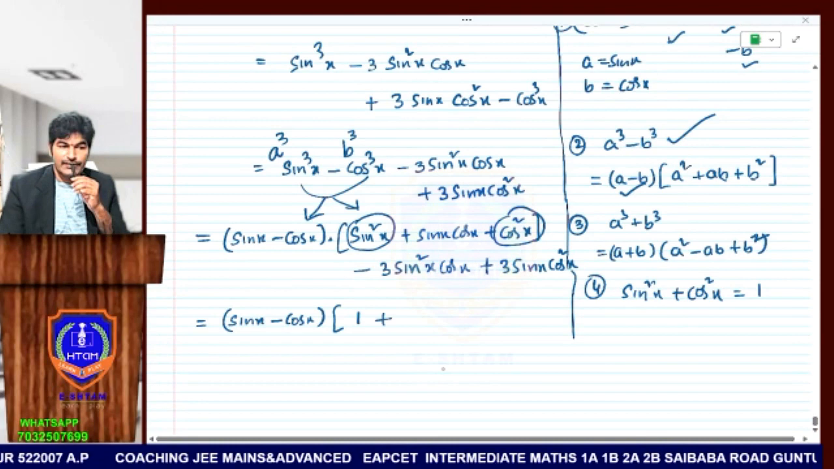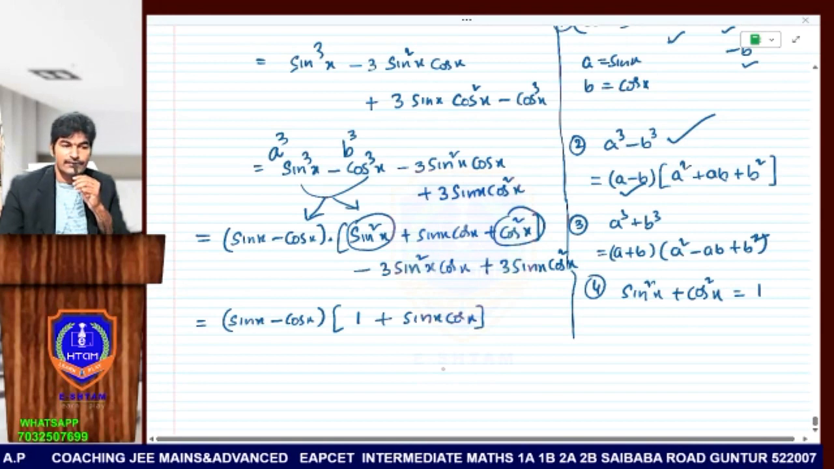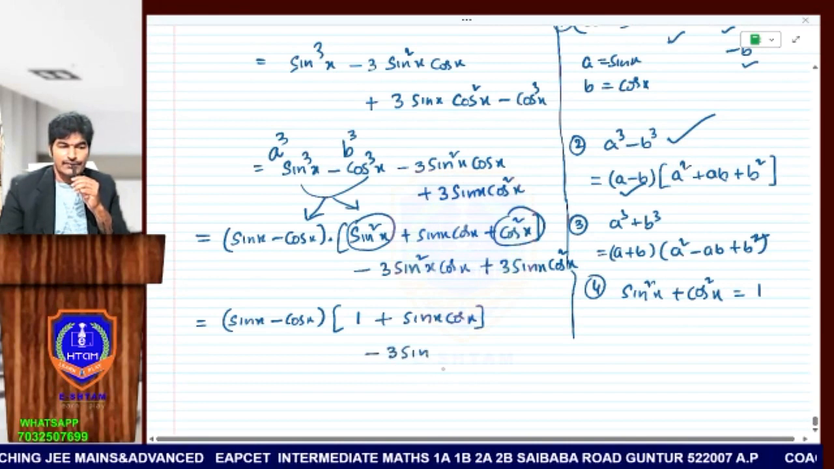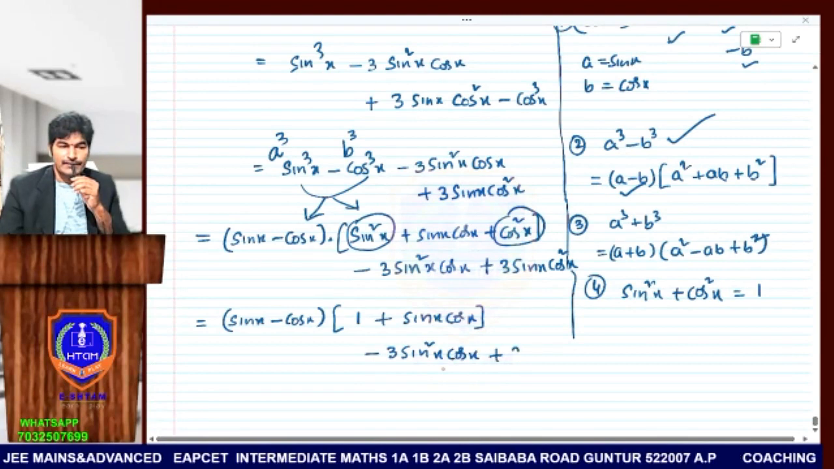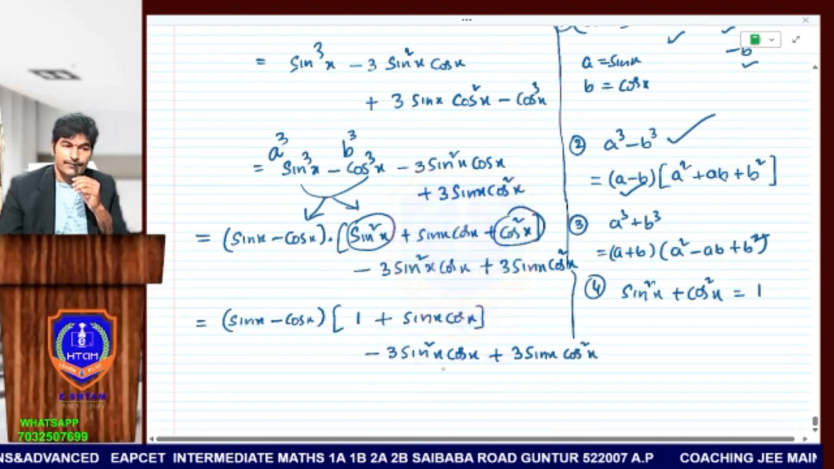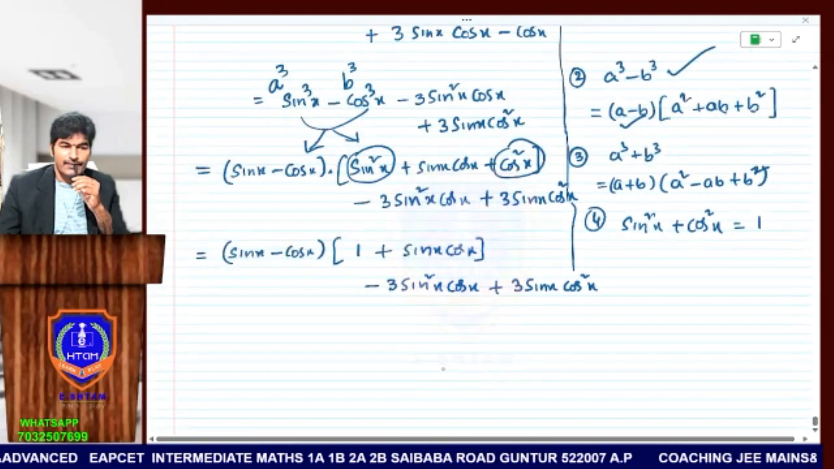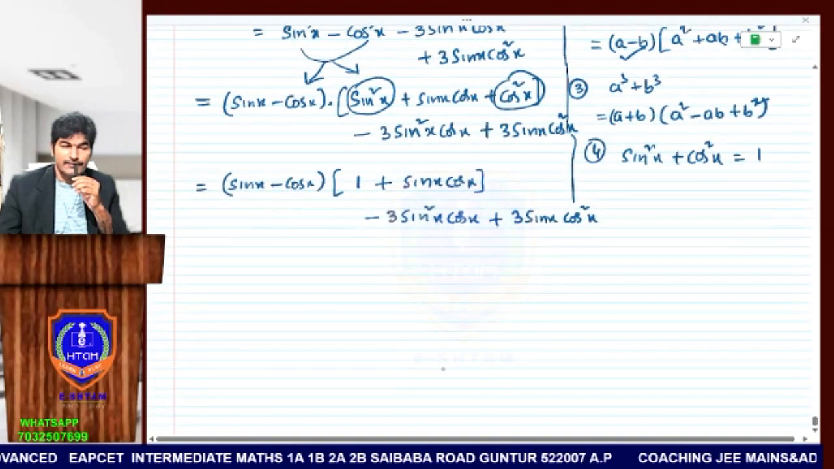And what is left in that bracket? Sin x into cos x. That bracket consists of these two numbers, 1 plus sin x cos x, and the remaining will be same, no changes on that: minus 3 sin square x into cos x plus 3 sin x cos square x. Understood this step? Next, just multiply it. That's all, you will get the answer.